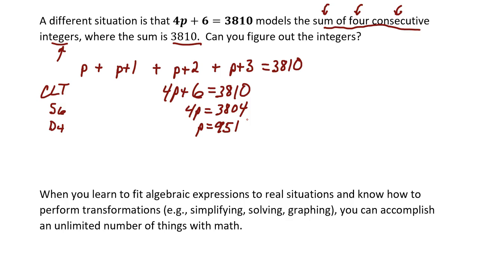Now let's check that we've answered the question. Can you figure out the integers? We need to find all 4 of them. When we find an answer for p, that has found us the first of the 4 numbers. So one number is 951. The next number is 952, then 953, and 954. We can do one more check that we're right by adding these together to make sure it adds up to 3,810.